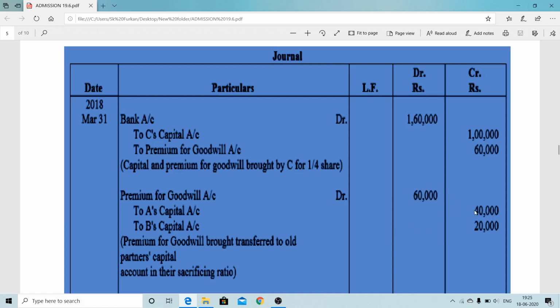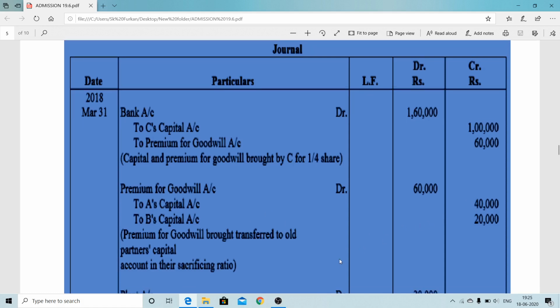I already told you that here it will become the ASR. If you want to verify, you can calculate separately whether it comes out that way or not. So here the total goodwill paid by the new partner we distributed among the sacrificing partners, the old partners A and B. So this is the primary entry related to the incoming partner's contribution.